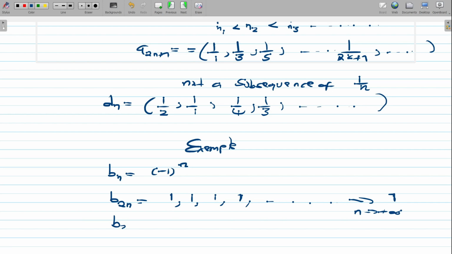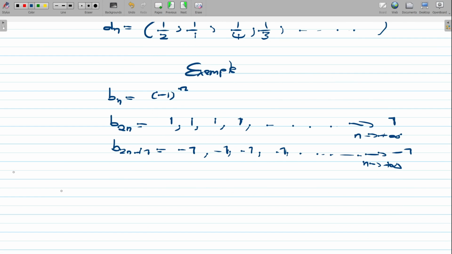And then we can extract another subsequence, which is b sub 2n plus 1, which is going to have -1, -1, -1, -1, and then all the other terms. So this is going to go to -1 as n goes to positive infinity. So we see that this sequence is not going to be convergent. We know that this sequence is not convergent, but here we want to use the subsequences. So we found two subsequences of the sequence b sub n that converge to different limits, and so this one is not convergent, right?